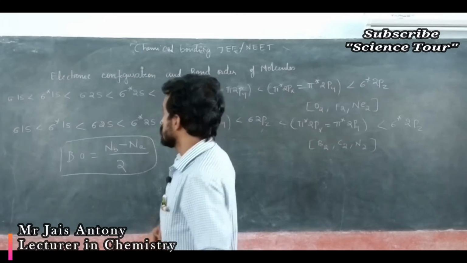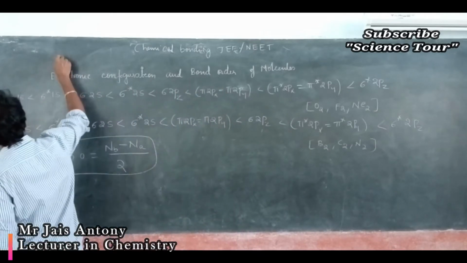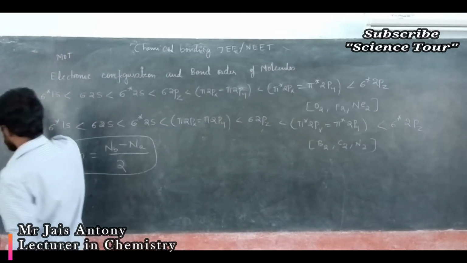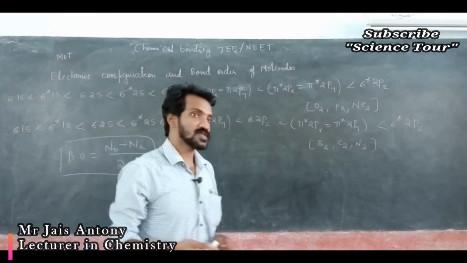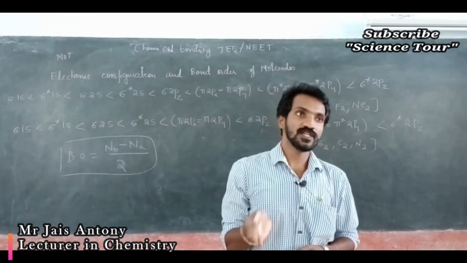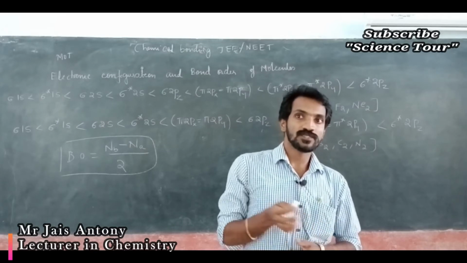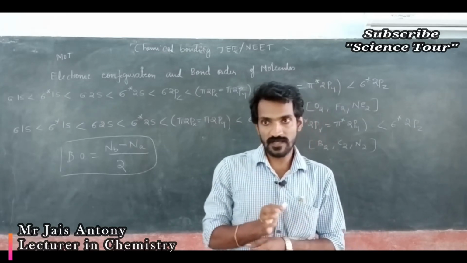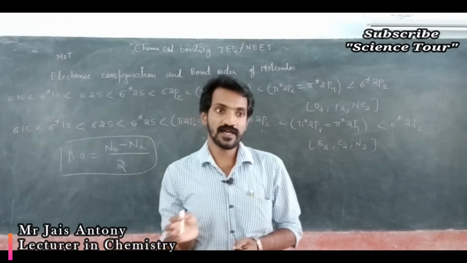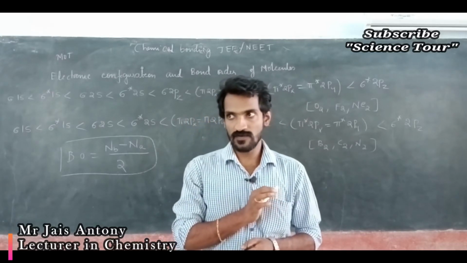In MOT theory, molecular orbital theory, we already discussed that if two atomic orbitals combine, they give two molecular orbitals. One is the bonding molecular orbital, and the other is the anti-bonding molecular orbital. These were explained in the earlier class.